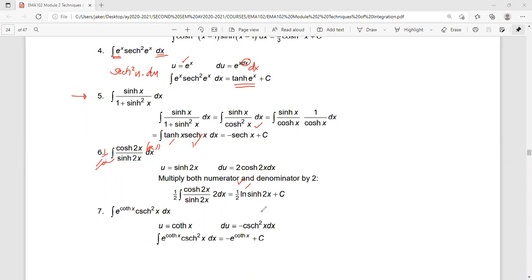So it's possible, class, that when you're given an integral to process, you're not only limited to one particular technique. Sometimes it's the hybrid of those techniques that you will use. That way you'll be able to successfully evaluate the given integral.